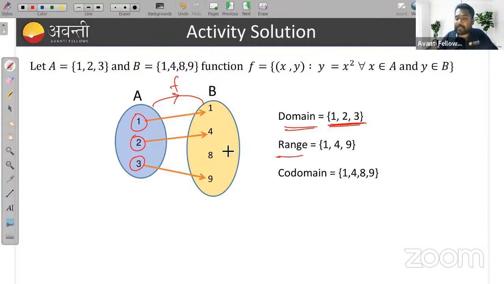What is range? Range is the set of all mapped elements. The mapped elements in set B are 1, 4, 9, so 1, 4, 9 is my range. And the codomain is the total set B, that is 1, 4, 8, 9.